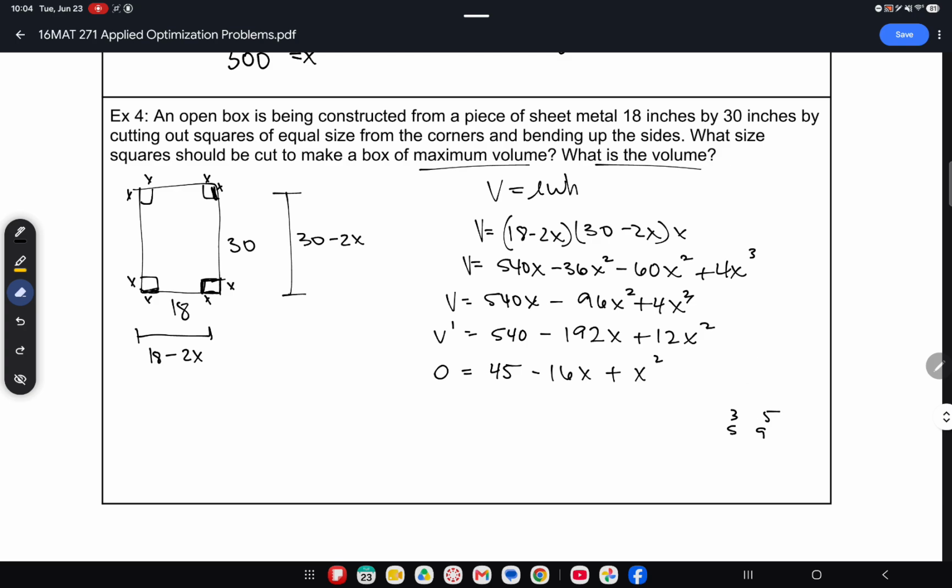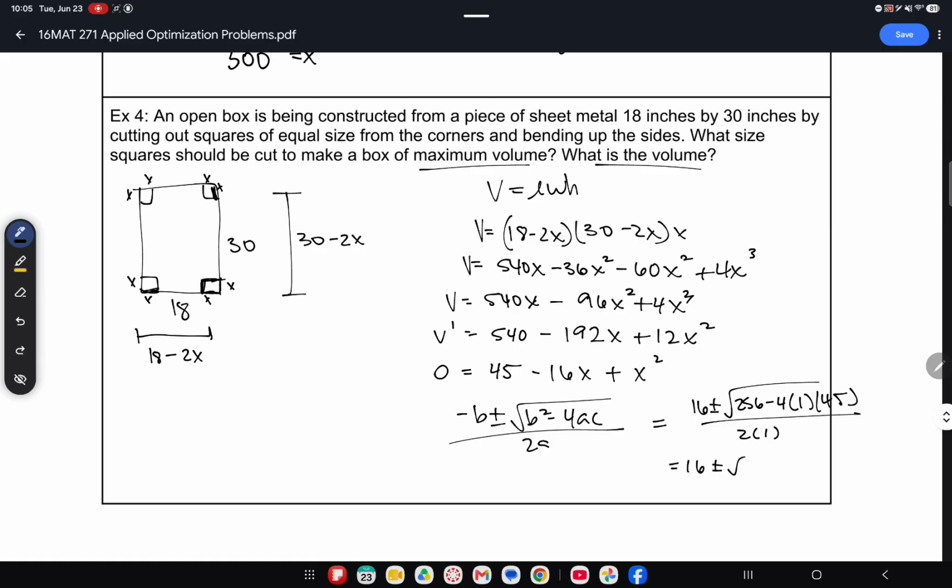But we have a nice handy dandy quadratic formula, right? Negative b plus or minus the square root of b squared minus 4ac all over 2a. Let's see what that gives. 256 minus 4 times 45 leaves me with 76.